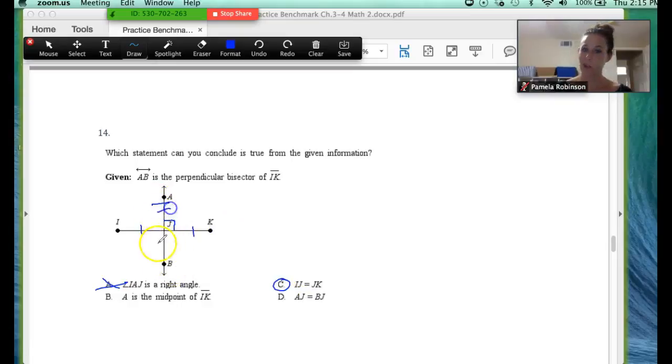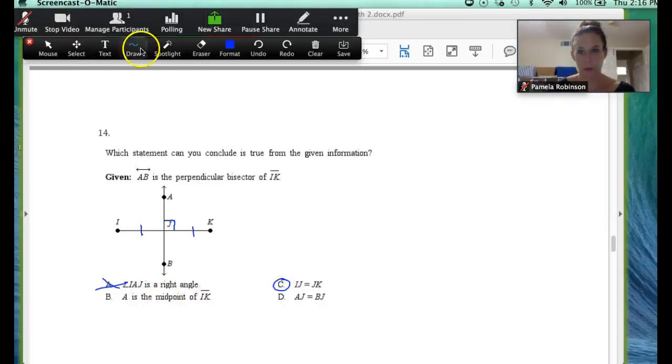Well, we don't know these are congruent, remember? We're not sure about that. So let's undo that one. We don't know because it did not say IJ bisects AB. It did not say that, so we don't know that. Now let's come back to B. So we know it's not this one again.